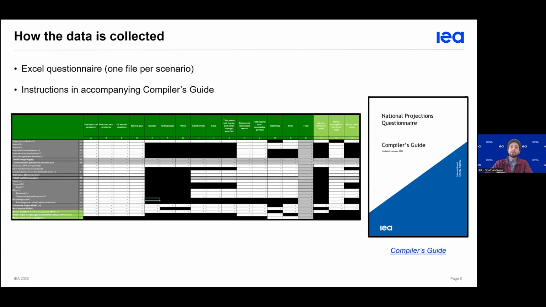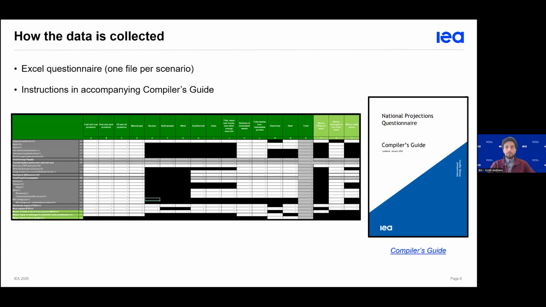Okay, and so then how is the data collected? So we use an Excel questionnaire with one file per each scenario that you submit in order to collect the data in a standardized format. The instructions for filling out this questionnaire are detailed in an accompanying compiler's guide that's linked in the bottom right there.